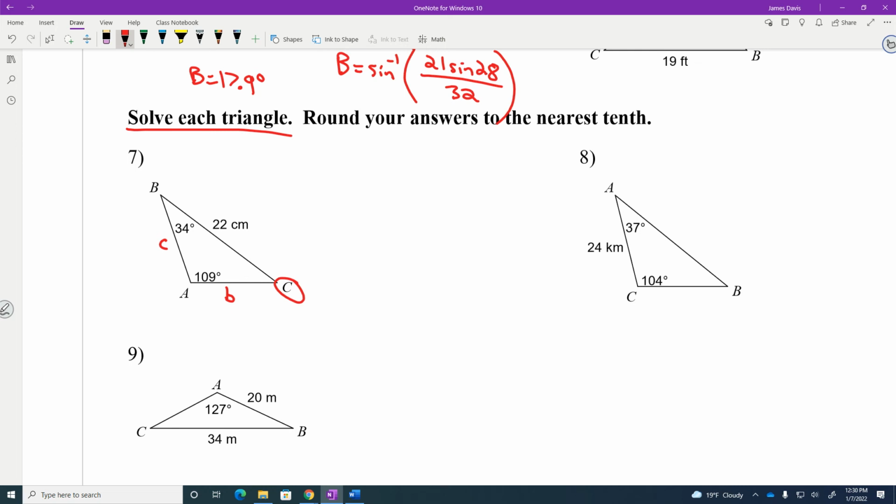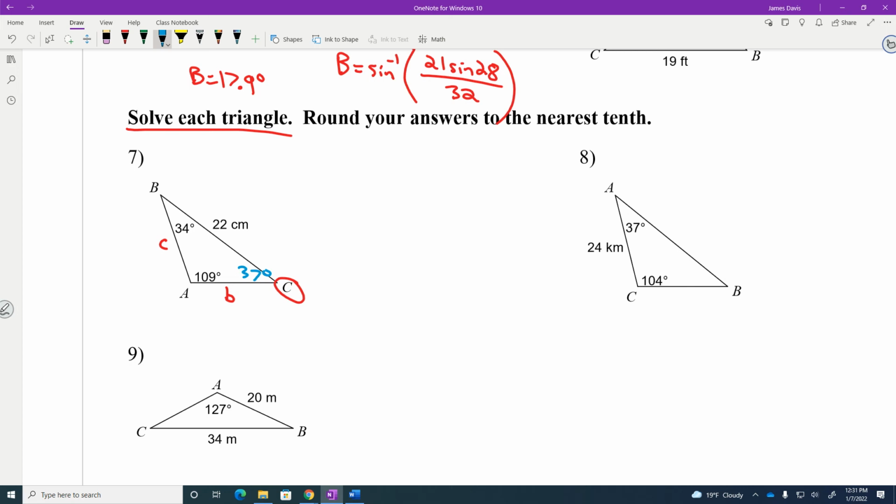Anybody have an idea of what we should get first? Start off with the inside one, big C, by adding the other. Yeah, that works. Yeah, let's get big C. I got 37. Yeah, now we're going to get little b.